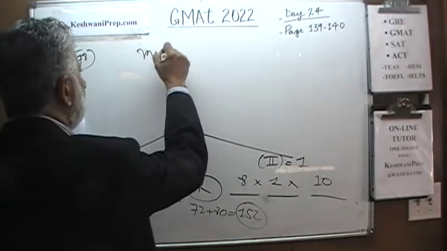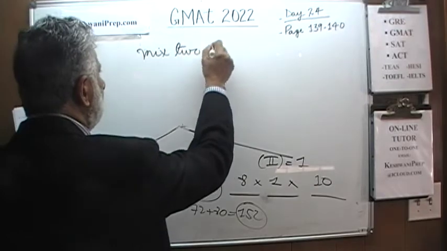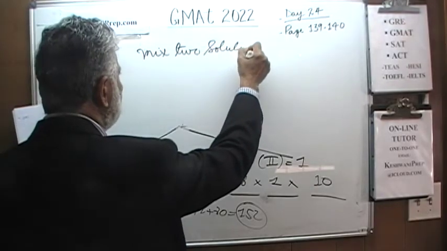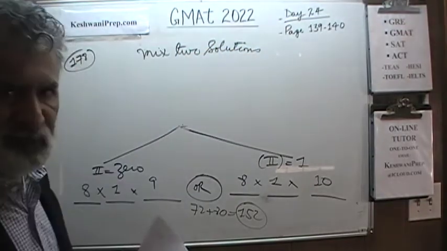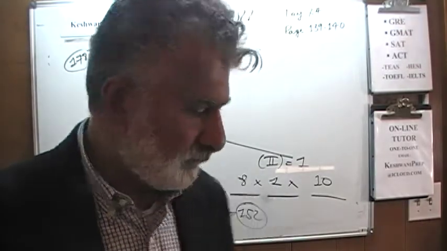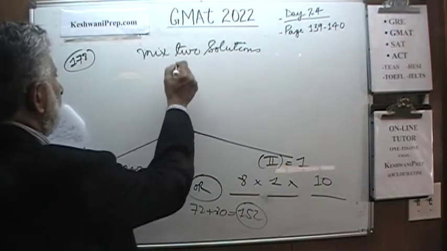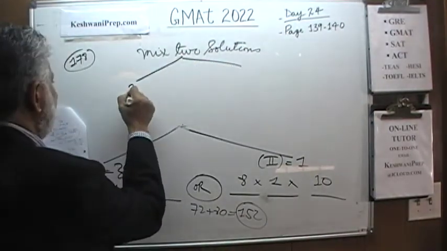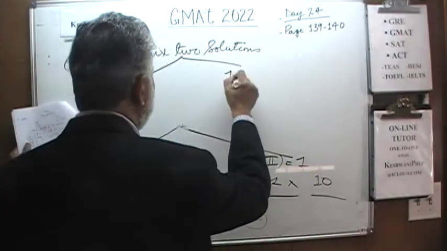We're going to mix two solutions. One is a weak solution, a 2% solution. The other one is a 12% solution. We're going to mix them and produce something that's only going to have a concentration of 5%. So we're going to have two solutions here. One is 2%. One is 12%.